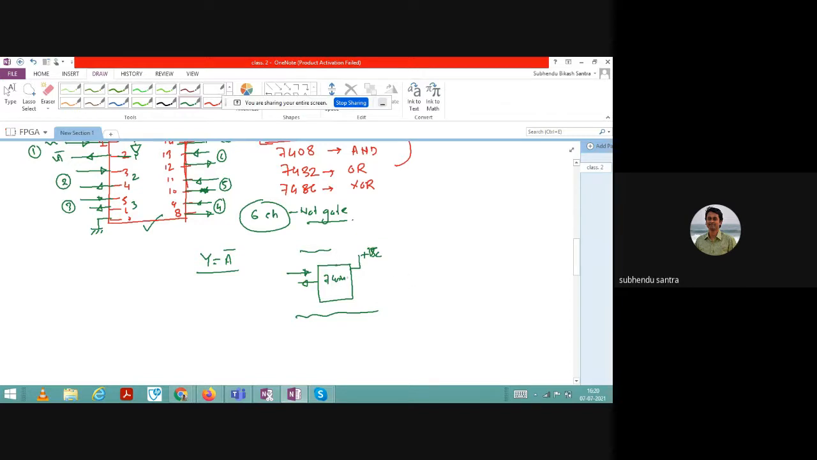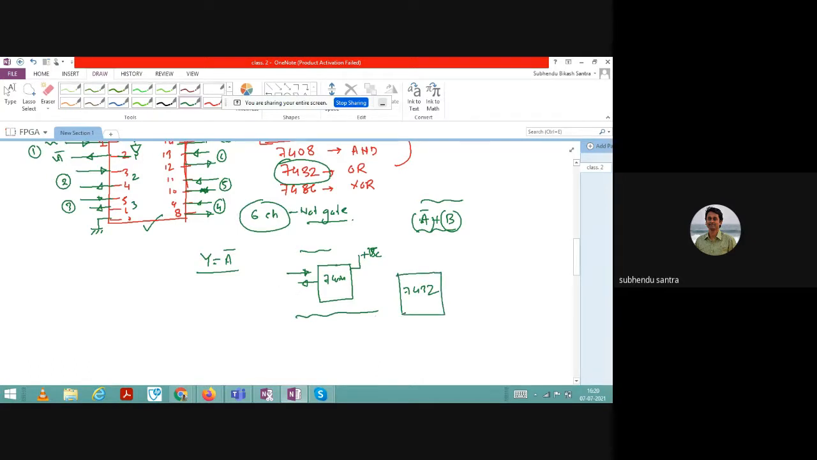But fundamentally, let us say I have a function of a bar plus b. At the logic level, I need to generate a bar plus b. Then you see here, for a bar plus b, you need a NOT gate, and another thing, you need an OR gate, that is 7432. So you need a 7404 along with a 7432. Two chips are required.